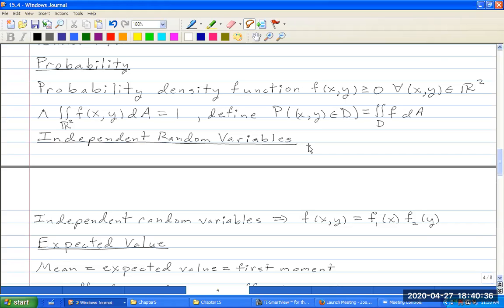We say that x and y are independent random variables if the probability of x, y is just the probability of x times the probability of y. If we have that the probability density function f of x, y can be written as the product of two separate probability density functions, well, let's say f1 of x times f2 of y.